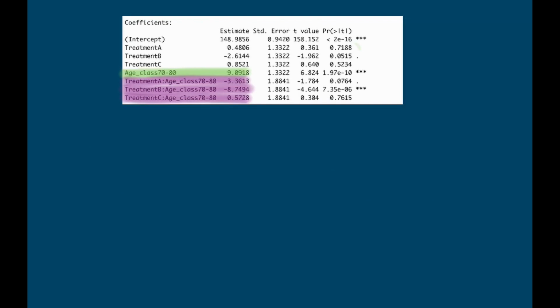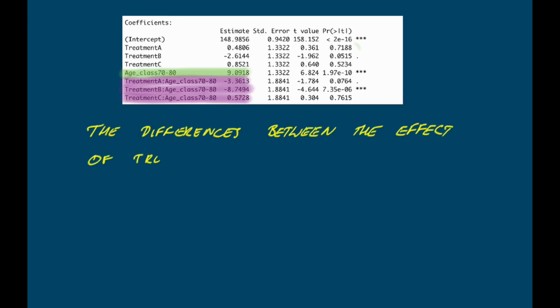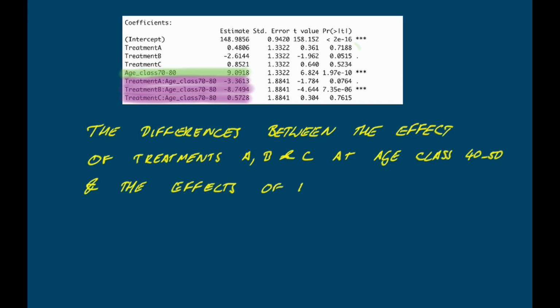Then, finally, we've got these last three lines in our coefficients table, and these lines are referring to the interaction. It's often quite hard to understand what these lines in a coefficients table mean. Recall that when we have a significant interaction in an analysis of variance, what that means is that the effect of one factor or one explanatory variable depends upon the value of another factor. So in this case, you can think of these coefficients as telling us the difference in the effect of treatments A, B and C when you go from the younger age class, the 40 to 50 age class, to the older 70 to 80 age class.